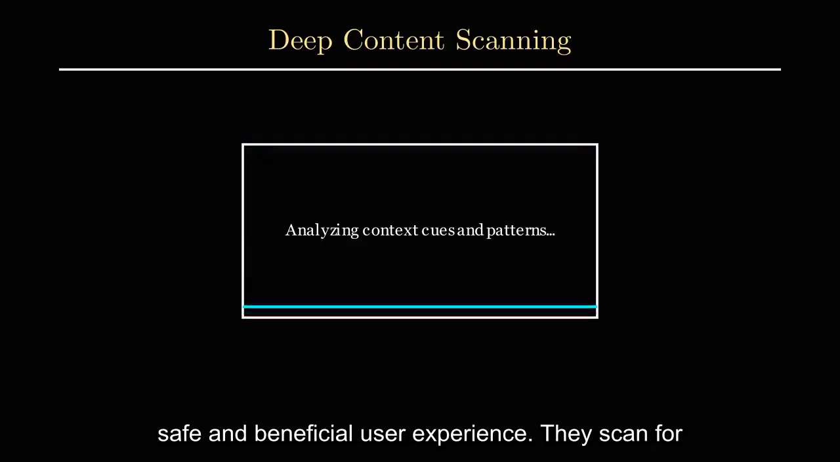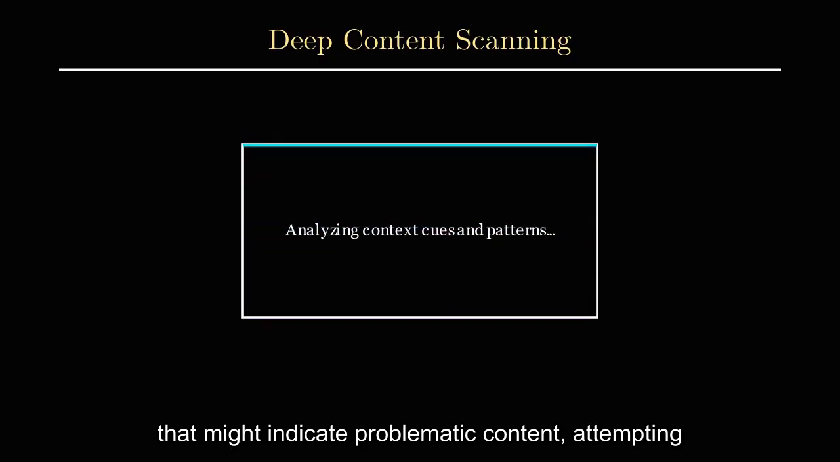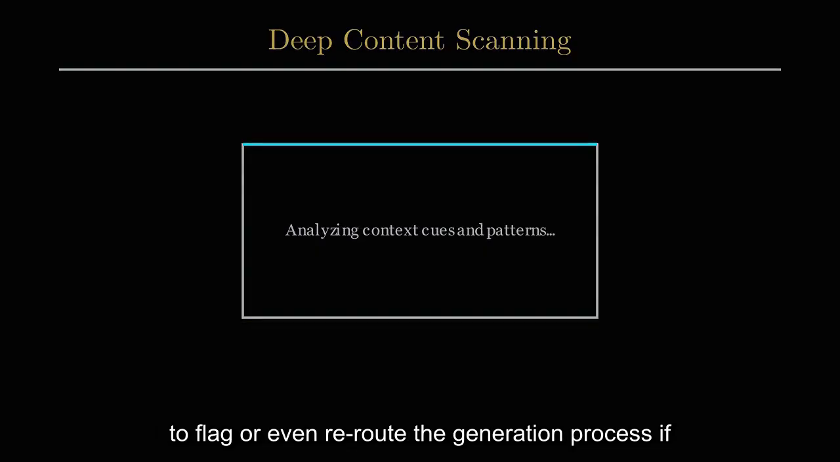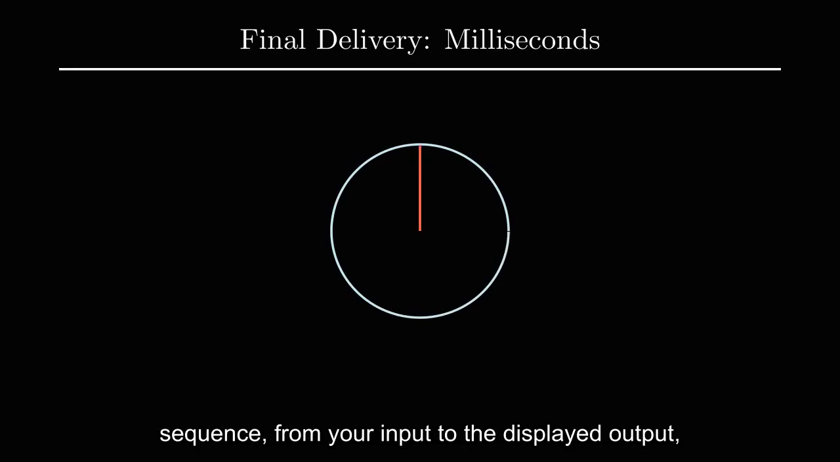They scan for specific keywords, patterns, and contextual cues that might indicate problematic content, attempting to flag or even reroute the generation process if potential issues are detected. Finally, the polished, safety-checked response is delivered to your screen, appearing almost instantly. The entire sequence, from your input to the displayed output, often takes mere milliseconds, a testament to the immense computational power and sophisticated engineering behind these AI systems.